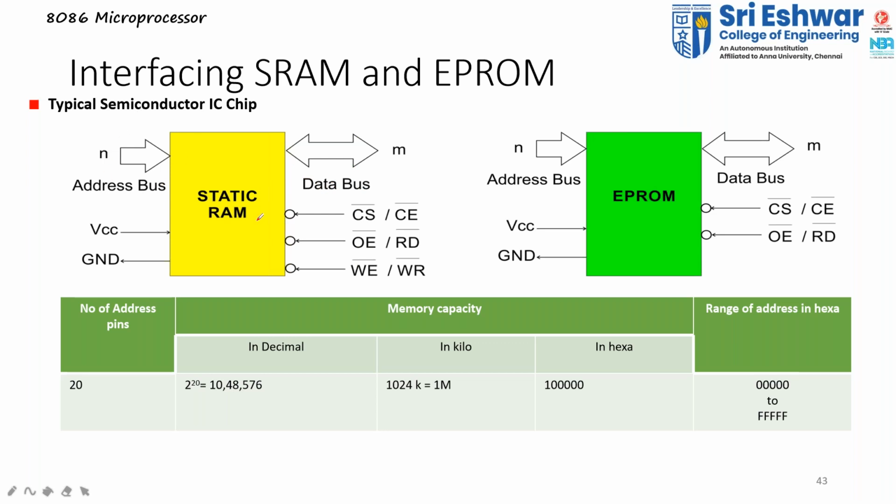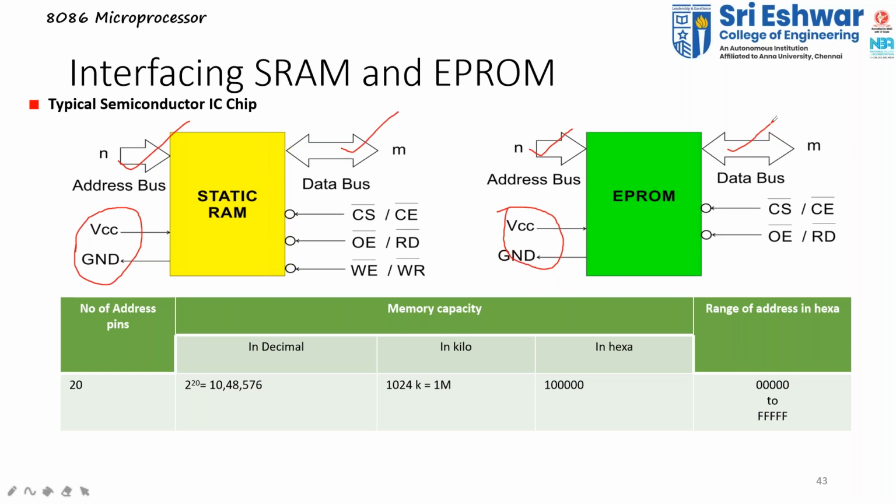This is your static RAM, and this is EPROM, the read-only memory. Here we have ground and VCC. Similar to that, here we also have ground and VCC. This is mandatory to get power to my IC. The address bus is here, and similarly here we have the address bus. Data lines here are bidirectional, and here also a data bus. And what happens next?